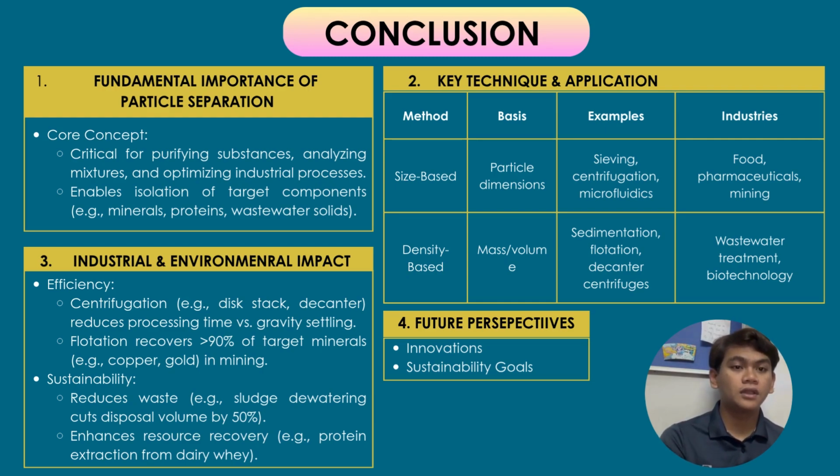growth. Where do we go from here? The future is smart and sustainable. Imagine centrifuges with AI that adjust speed in real time, or hybrid systems combining microfluidics and flotation for nanoparticle separation. We are moving toward zero waste processes where every particle is either a product or a resource.